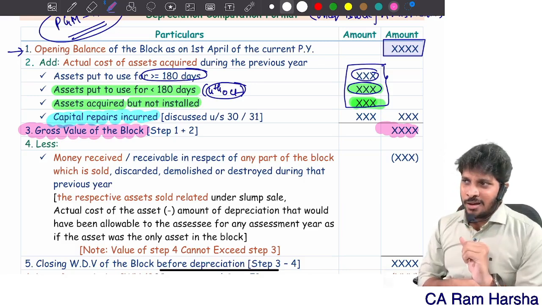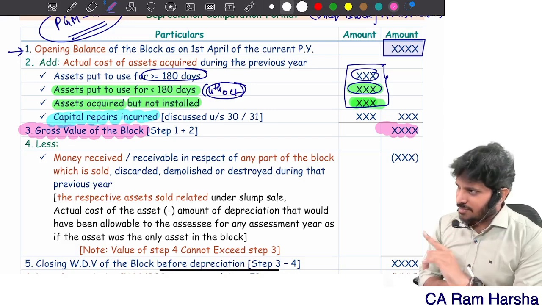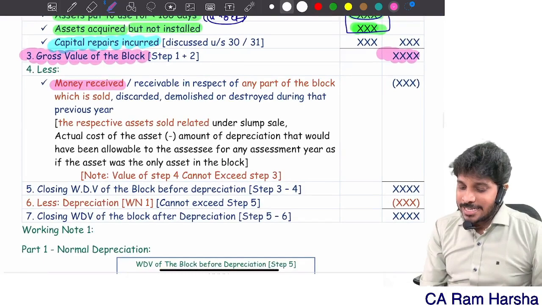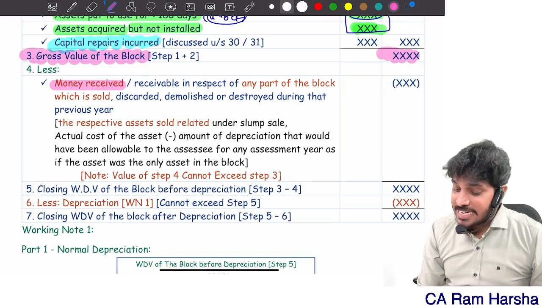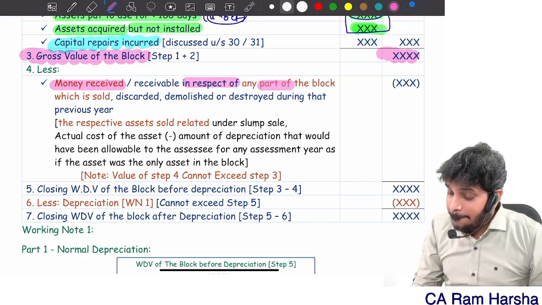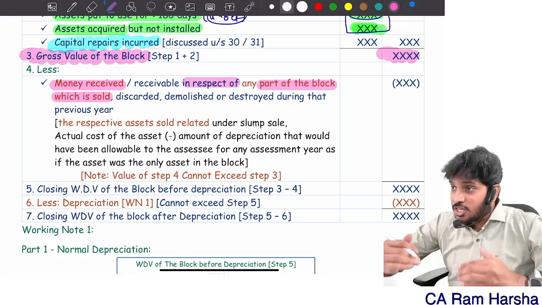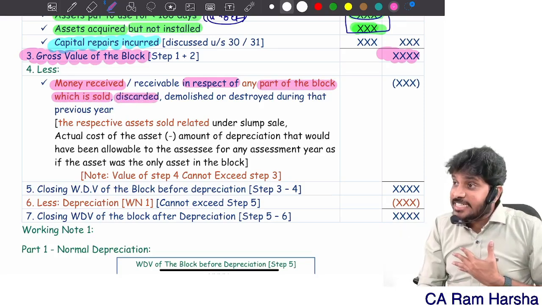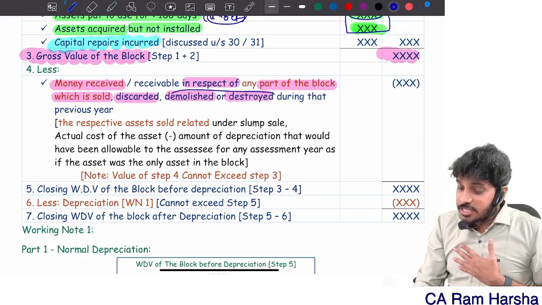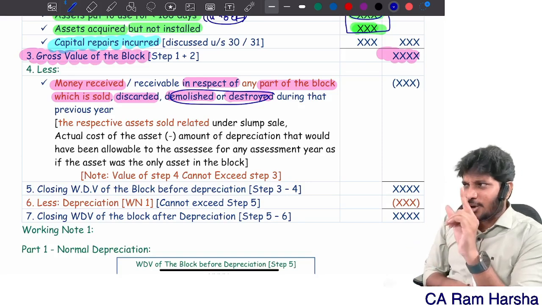But tell me, we only purchase assets? Don't we sell old assets? We sell old assets also. Money received in respect of any part of the block which is sold, or discarded as a scrap, or demolished and destroyed. You know, when an asset was demolished, we got insurance money. Is it like something like sale or not?